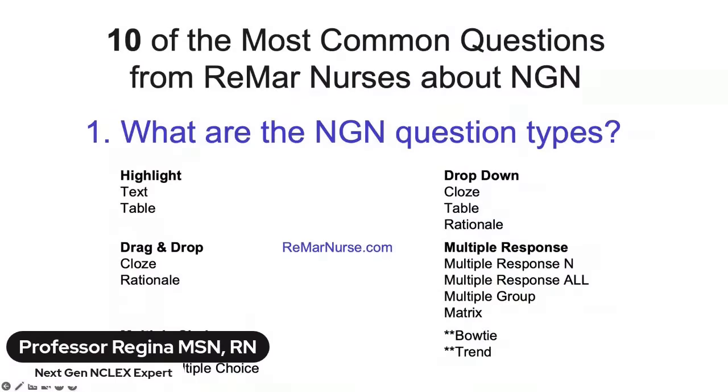What are the NGN question types? You have the highlighting table text, the drag and drop, which is a cloze. You have the multiple choice. You have the drop down, and the drop down can also come in a closed table or rationale. And then you have the multiple response category as well. There are also standalone items such as bow tie and trend. Hopefully during this presentation, I'll get to show you some of those question types. So that was question number one that I get from Remar nurses about next generation NCLEX.